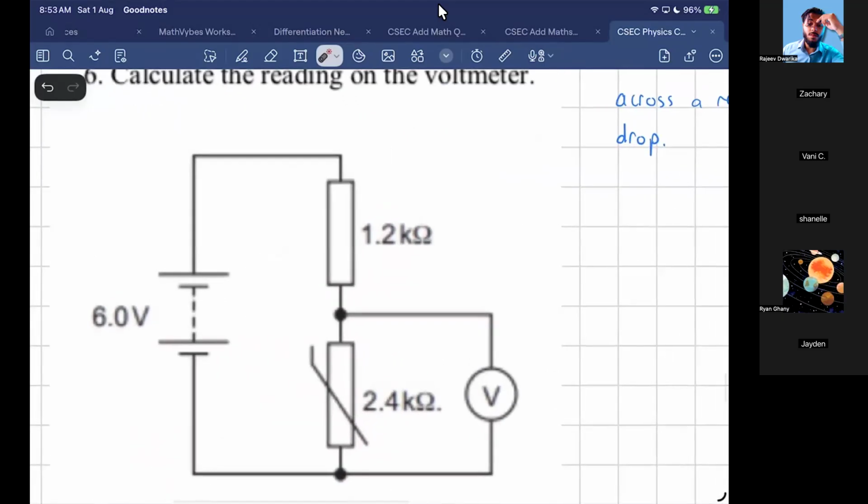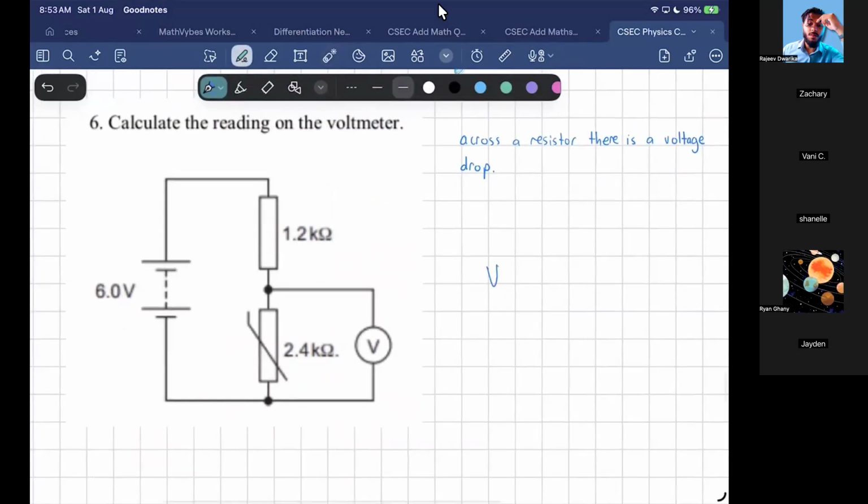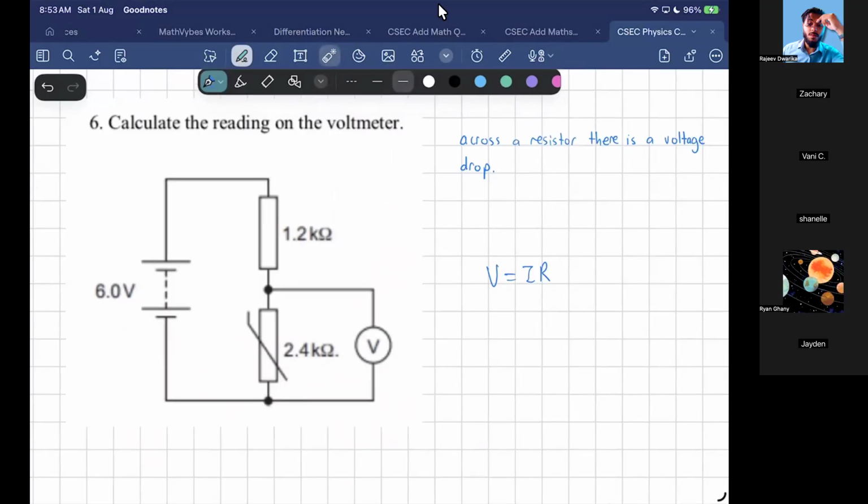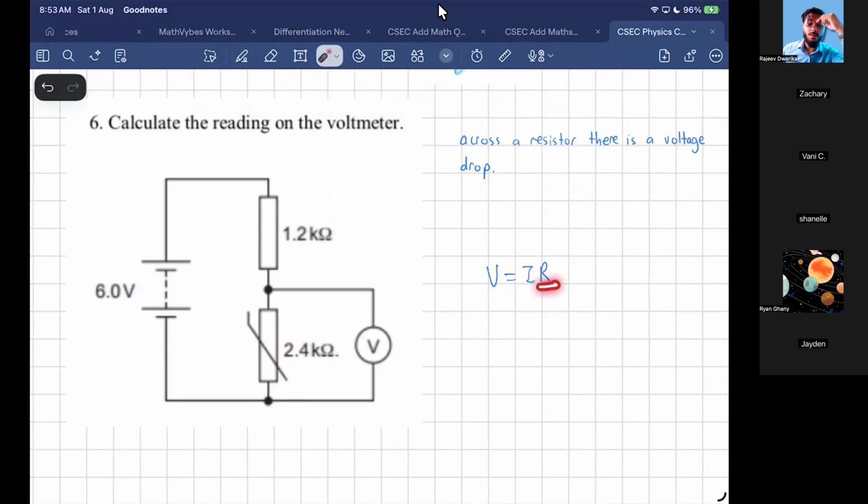Now let me explain something. Do we know that V is equal to IR? Right? So if my resistance goes up, then my voltage is going to what? The voltage drop is going to what? Good job.